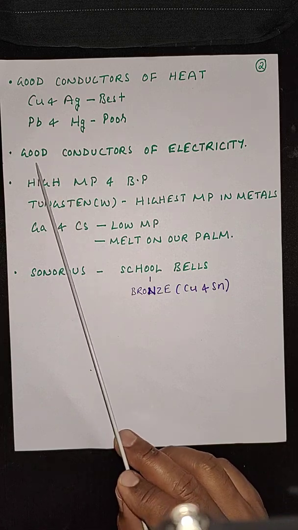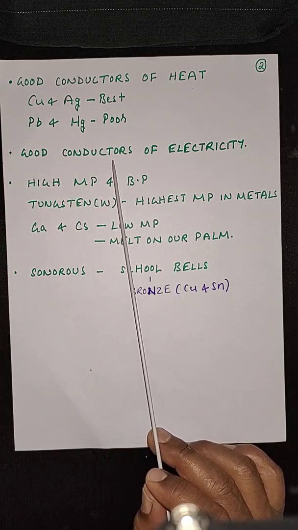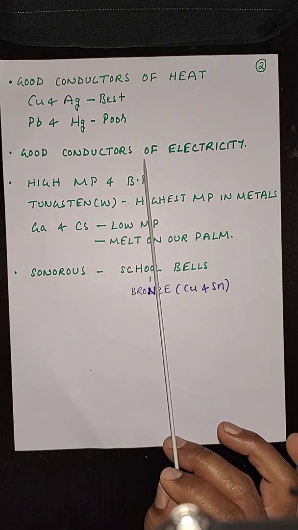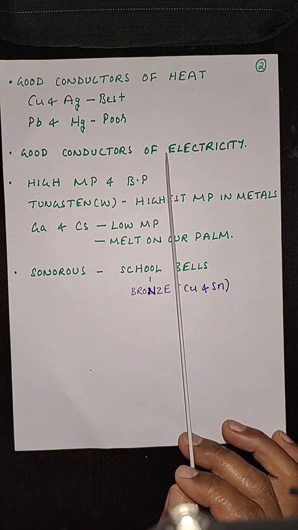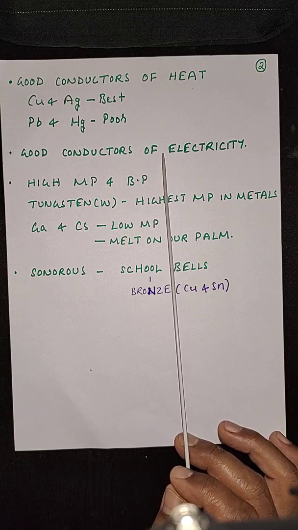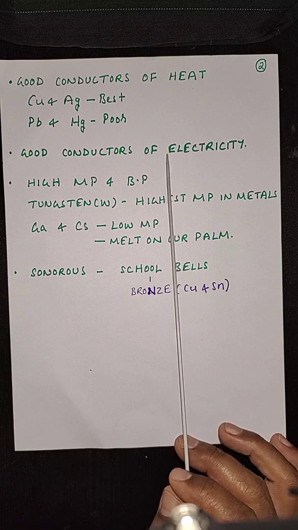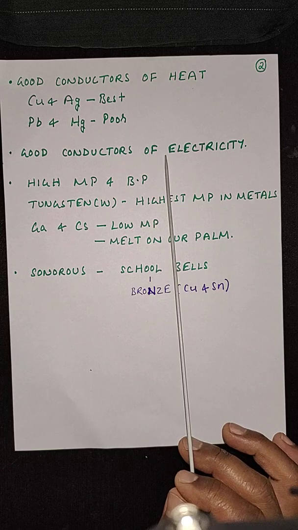Then metals are also good conductors of electricity. So that is one of the reasons they are used in electrical wiring, especially copper and aluminium. They are good conductors of electricity, meaning they allow the current to pass through. Do you know which property makes metals good conductors of electricity? They have free electrons. Due to the presence of free electrons, they can very easily conduct electricity.